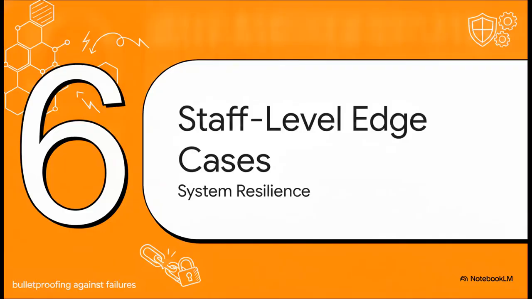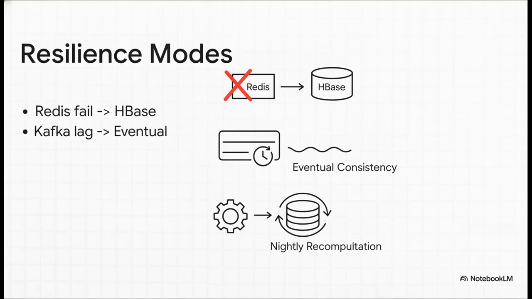Finally, Section 6, Staff-Level Edge Cases. Let's talk system resilience and handling the extremes. This right here is where a good design becomes a truly great design. We have to bulletproof our system against failures and just really extreme data shapes. Let's talk system resilience. What if Redis just goes down? Well, the system degrades gracefully by falling back to HBase. Sure, it's slightly slower, but it's entirely acceptable for the user.